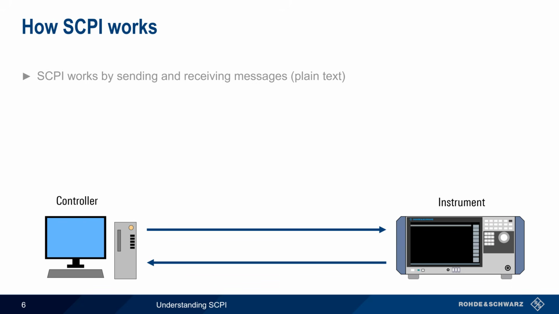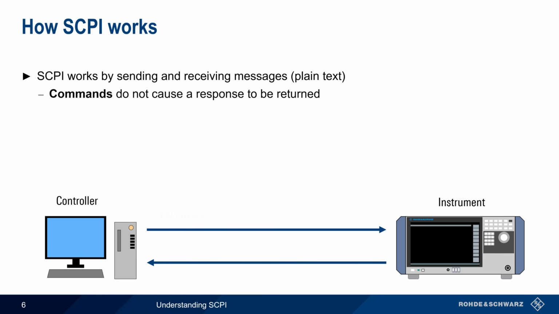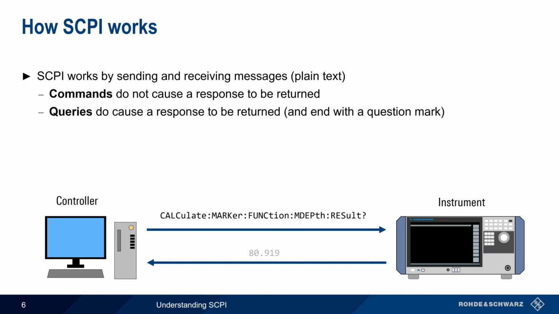As mentioned earlier, SCPI works by sending and receiving messages in the form of plain text. We can divide these messages into two groups. A command is typically used to configure or control an instrument when no response is expected. On the other hand, a query does cause the instrument to return a response, most often either the value of a setting or measurement data. Unlike commands, queries end with a question mark.